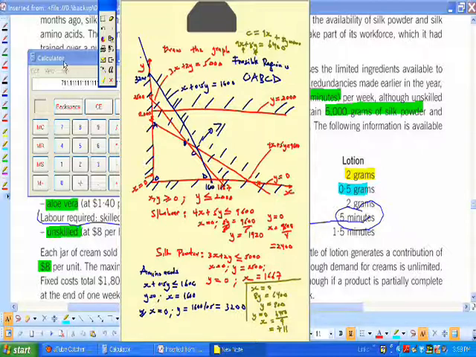So when y is 800, it's probably somewhere here. Remember, you must use graph paper. And when x is 711, probably somewhere here. So when you join these 2 points, that's what they call the iso contribution line. So you slide this point outwards, and the last point it touches is your feasible region.